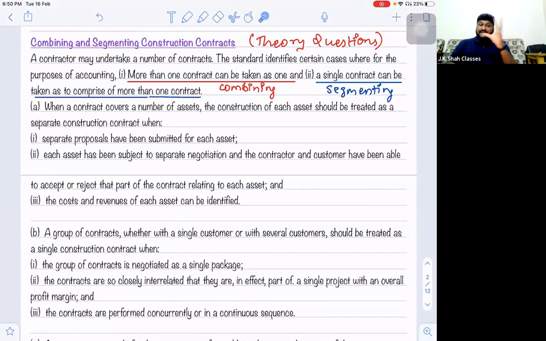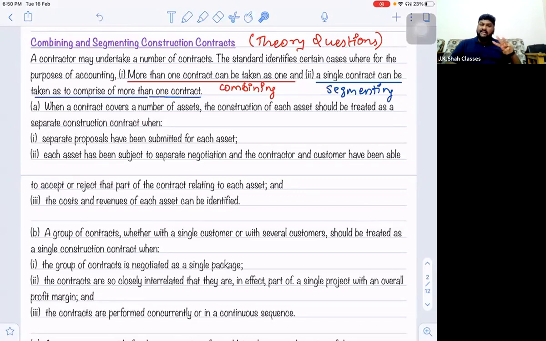So what made me take these as one single contract? Sir, 3 points. First, I have bid for these contracts as a single proposal. For all the 3 buildings, though they are different contracts, a single proposal was submitted. The profit margins for these buildings were actually the same, right? And point number 3, the contracts will be performed concurrently or continuously.